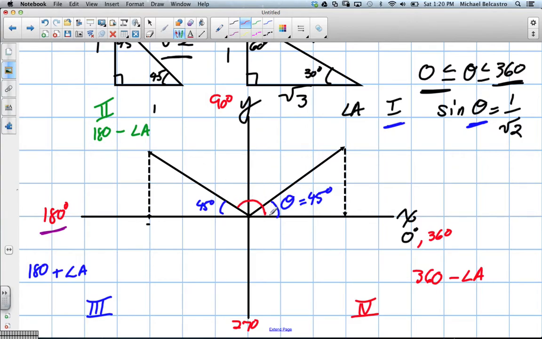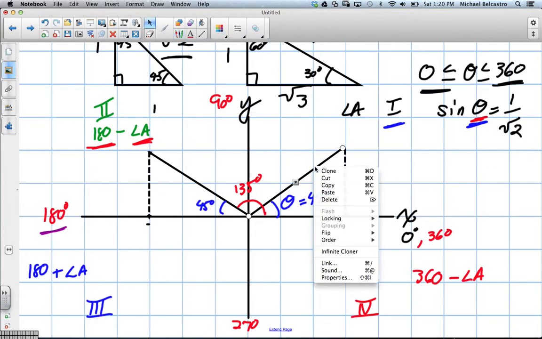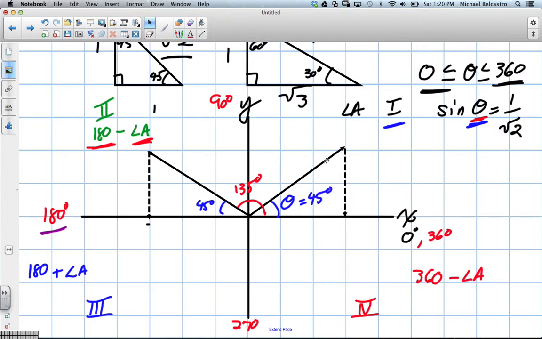We're talking about the entire obtuse one, the one I drew in red. What will we have to do with that small acute angle? Exactly. We'll have to subtract it from 180, which will mean 135 degrees is also an option for theta. So 45, 135.